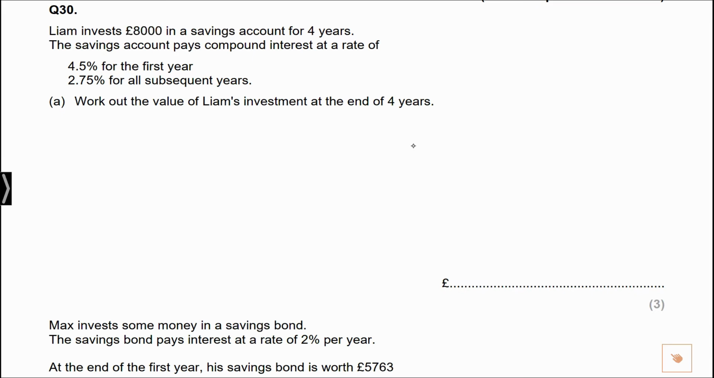Next question, Liam invests £8,000 in a savings account for 4 years. The savings account pays compound interest at the rate of 4.5% for the first year and 2.75% for subsequent years. Work out the value of Liam's investment at the end of 4 years.